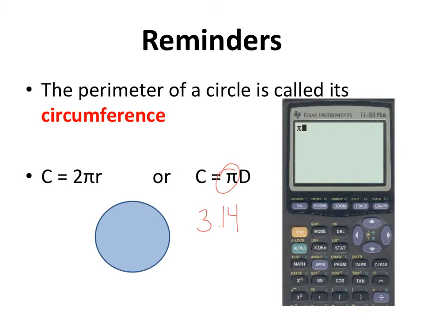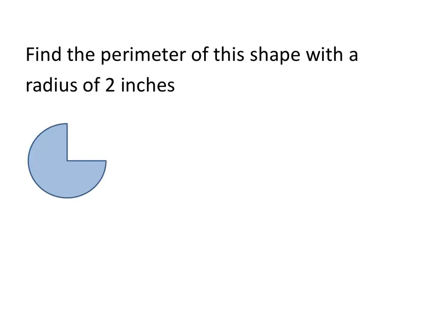In this example, we're going to find the perimeter of this shape, which has a radius of 2 inches.